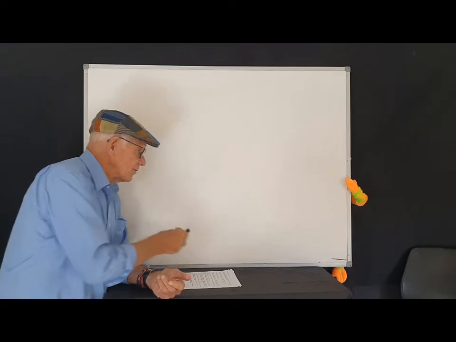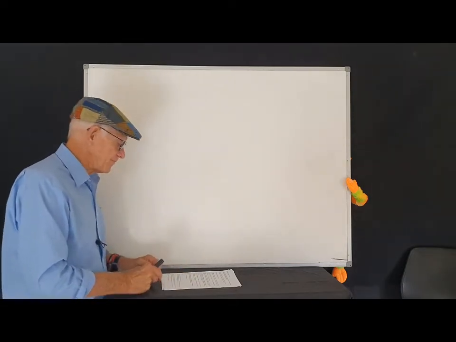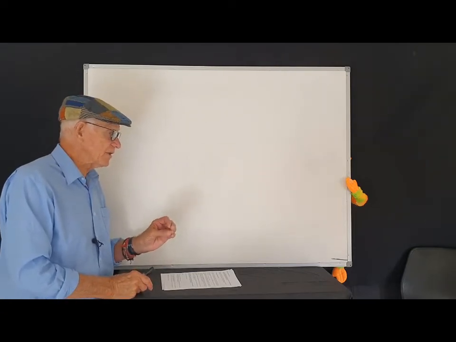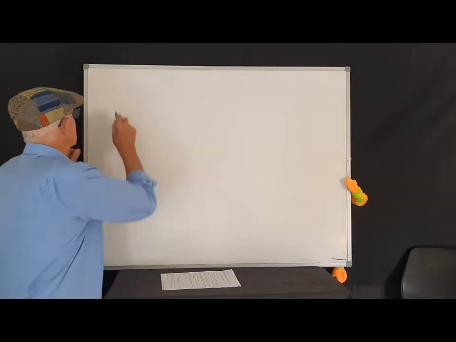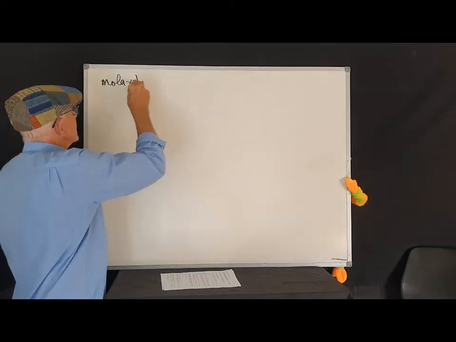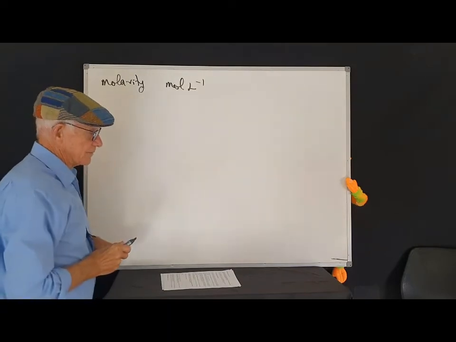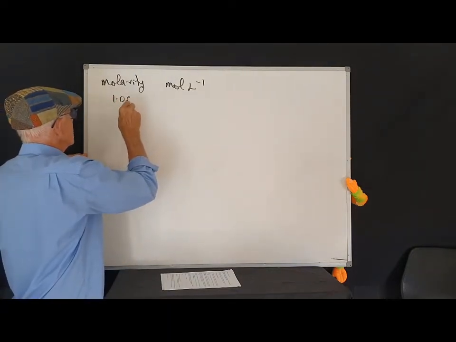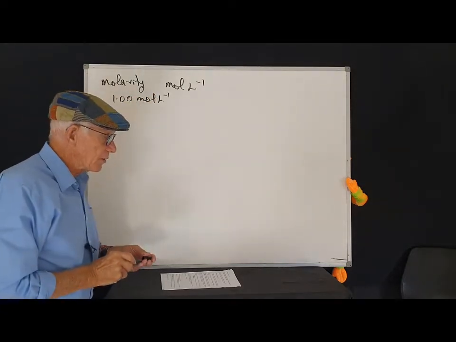Now, the most common way, the way that we're going to talk about, let me start again. Concentrations of solutions can be measured in a number of different ways. We're going to use the one that's called molarity. And the units of that are moles per litre. And if I had a solution in which the concentration is 1.00 moles per litre, what would that mean to you?